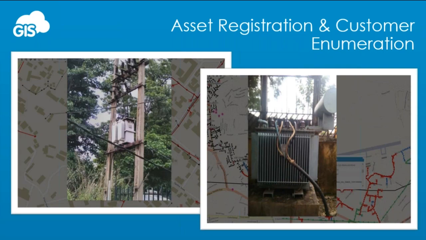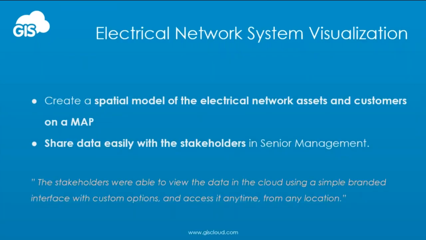So, what I'm showing is some images from our enumeration, asset registration and customer enumeration, which is actually done using GIS Cloud. GIS Cloud is able to allow us capture beyond the attributes and the spatial information, we're also able to capture images. We can capture images of the distribution assets, and whatever is going on in the field. Then the GIS Cloud is also able to allow us have visualization of the entire network. Like I said, when we have the base map, the electrical assets all mapped, and then the customers all mapped, we will have the network visualization.